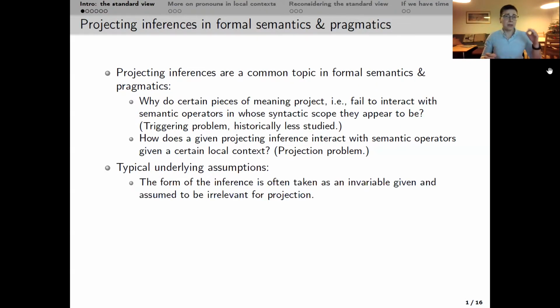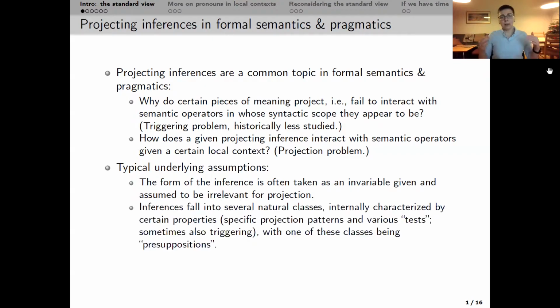One assumption is that the specific form of the inference is typically taken as a given and is assumed to be irrelevant for our theories of projection. And the second assumption is that the various projecting inferences fall into several natural classes characterized by a range of properties uniformly, and in particular by a specific projection pattern. And traditionally, one of these natural classes is assumed to be presuppositions.